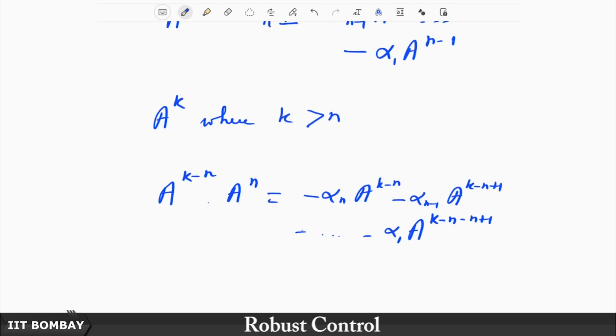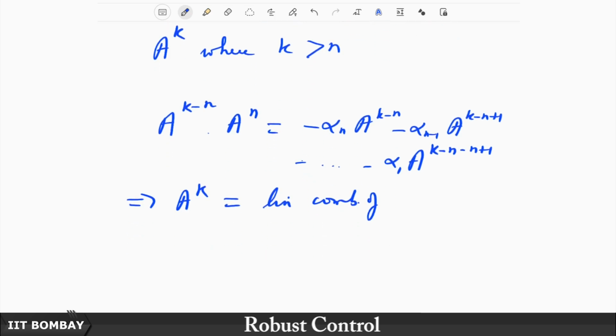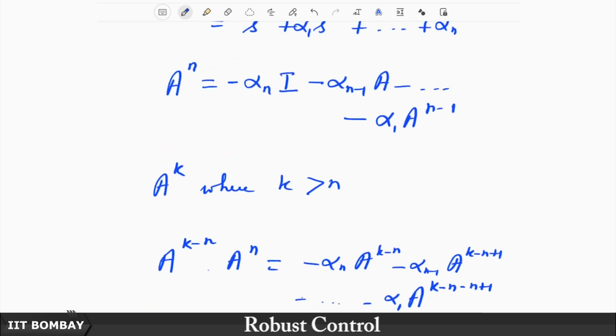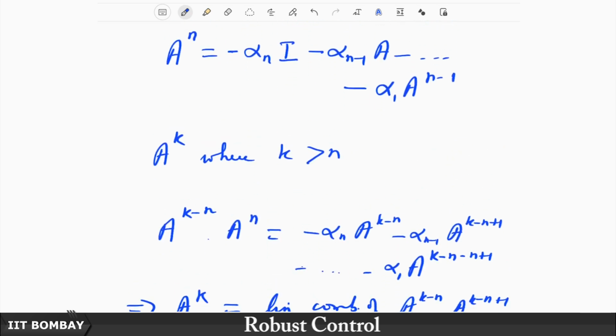Right. So, I can always write this in this fashion. In other words, I can write a to the k as a linear combination of a to the k minus n, a to the k minus n plus 1, dot dot dot, till a to the k plus 1. I hope that is what it is, and I have not goofed up here in this calculation, right.